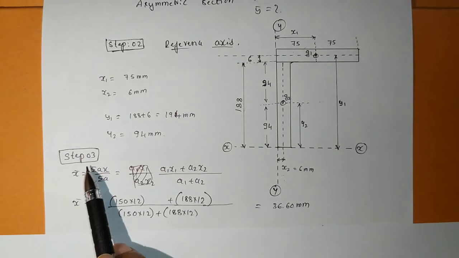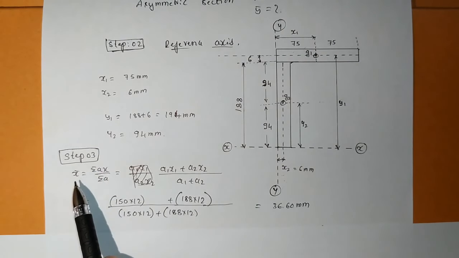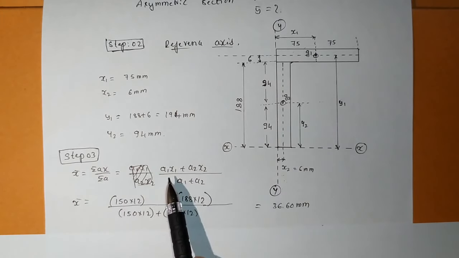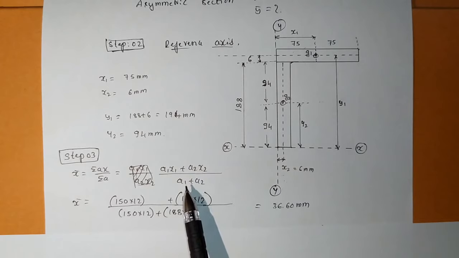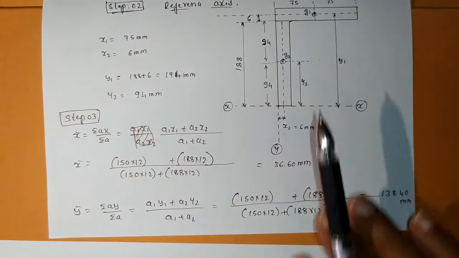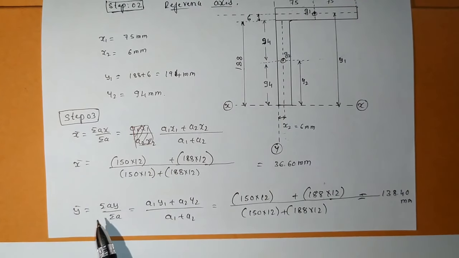In step number 3, we are going to use the general formula. What is the general formula to calculate x bar? Sigma a x by sigma a. Since it is a combination of two sections, we have to split the formula into two parts: a1 x1 plus a2 x2 divided by a1 plus a2. Similarly, to calculate y bar, we use sigma a y by sigma a: a1 y1 plus a2 y2 divided by a1 plus a2.